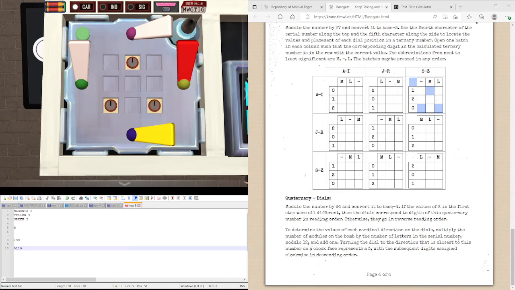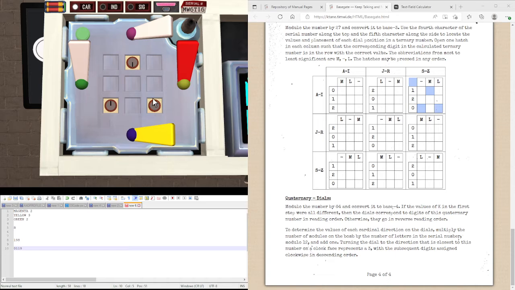So what do we know? How do we know which direction represents which number? To show the values of the cardinal direction, we'll find the number of pointers on the bottom, which is 1 in this case. But the number of letters in the serial number, that is 4. 4 plus 1, we'll get 5. Turn the dial in the direction that's closest to this number on a clock face. So with 5, that's closest to downwards of 6. That could be a 3. So this would be a 3, and then going clockwise, this would be 2, this would be 1, this would be 0.